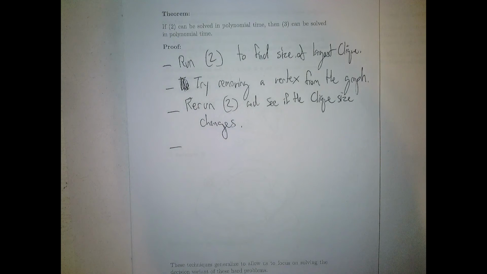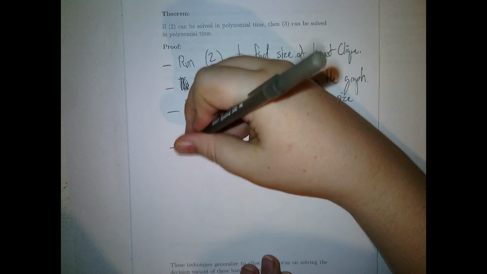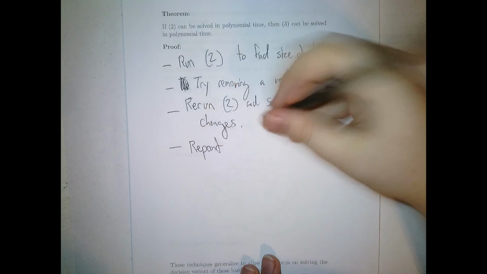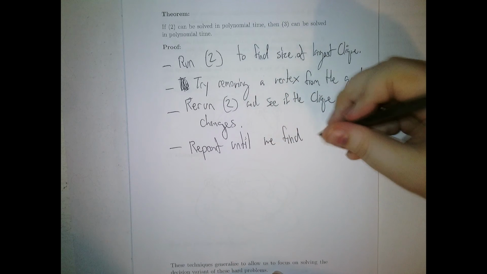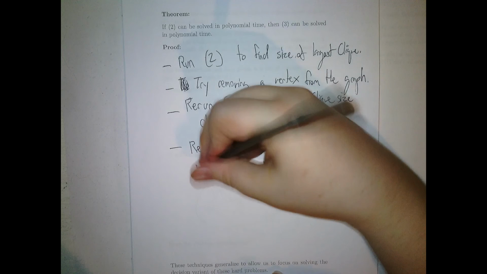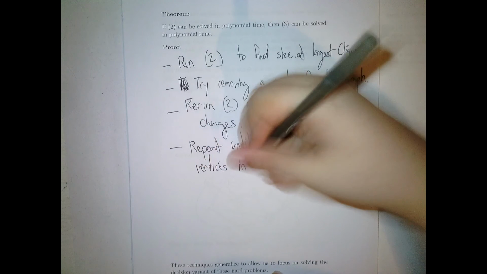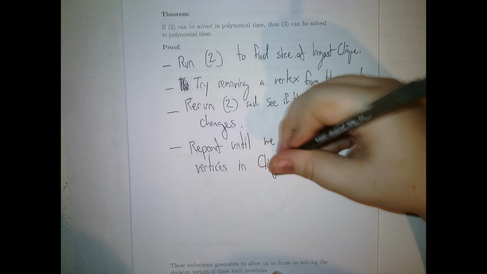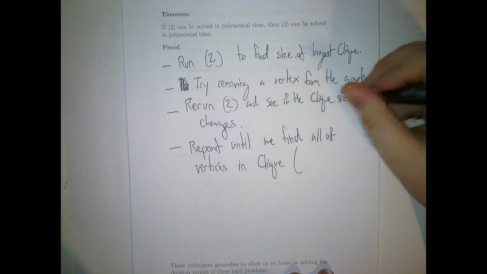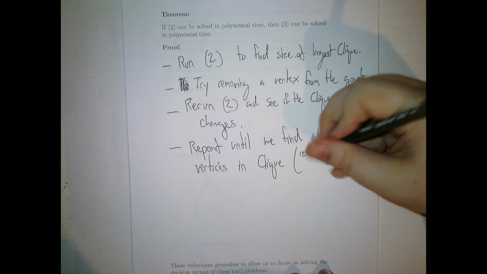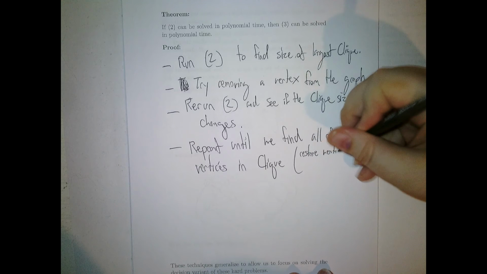Right? This is what I mean. It's a little bit trickier, but not much trickier. So rerun 2 again. Repeat until we find all of the vertices in the clique. Specifically, I guess I should say, if removing it doesn't change K, leave it removed, or if it does change the clique size, restore it. Restore vertices that change the clique size.